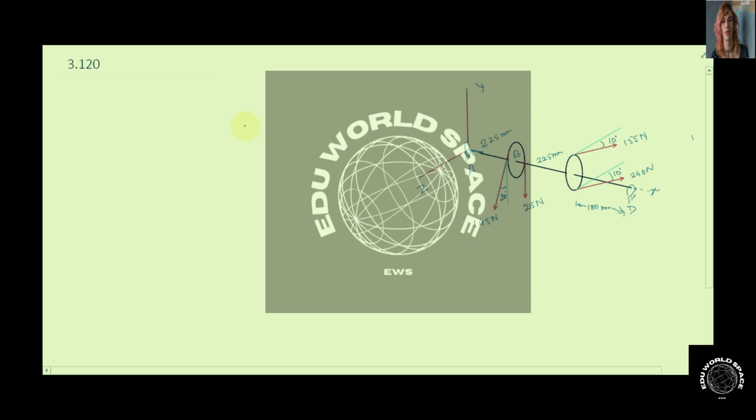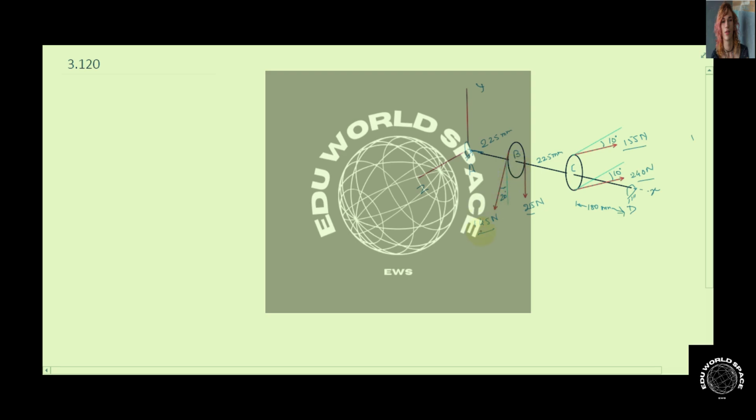Problem 3.120. In this problem, we have to calculate the equivalent force system at point A. There are two pulleys, B and C. The belt on pulley B has a tension value on each side, and on pulley C the belts have tensions 145 and 200 Newton, as indicated in this diagram. First of all, to calculate the equivalent force system, we will reduce this system into an equivalent force couple system at each individual pulley center.